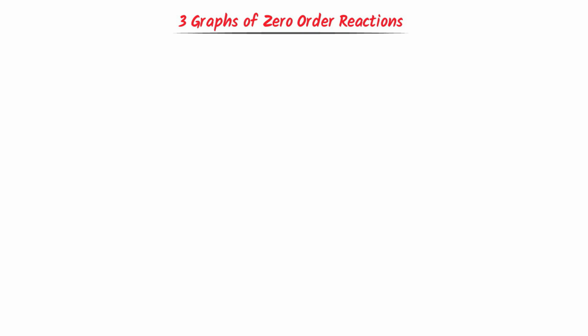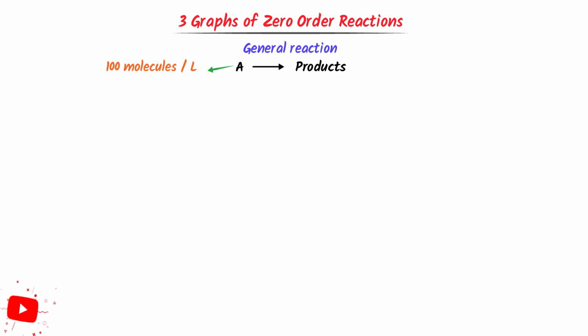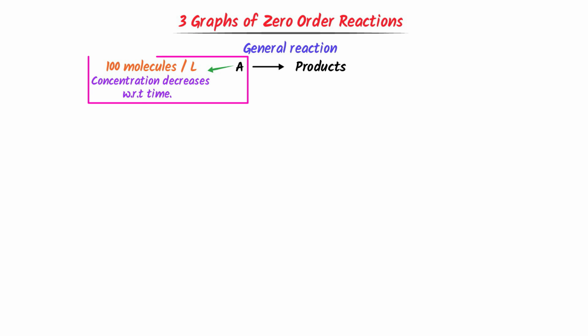For example, consider this general reaction. Here, the reactant is A. Let me take 100 molecules of A per liter. Now listen carefully. As the time passes, the concentration of A decreases and product is formed. Thus we learn that the concentration of A reactant decreases with respect to time because it is converted to product.